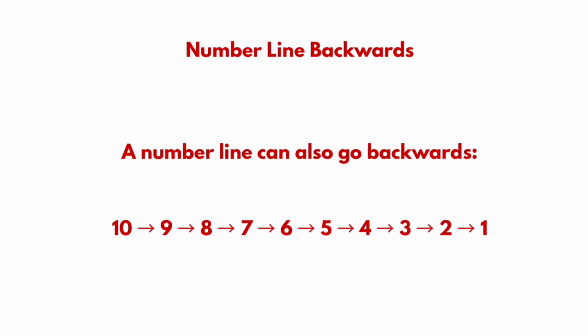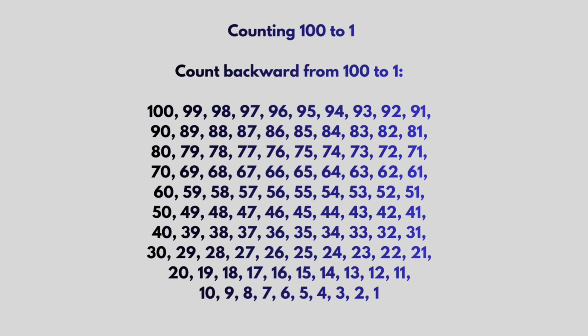Next, we have a number line backwards method. A number line can also go backwards, right? Start at 10, then 9, 8, 7, 6, 5, 4, 3, 2, 1. So you can start counting backward from 100 to 1.